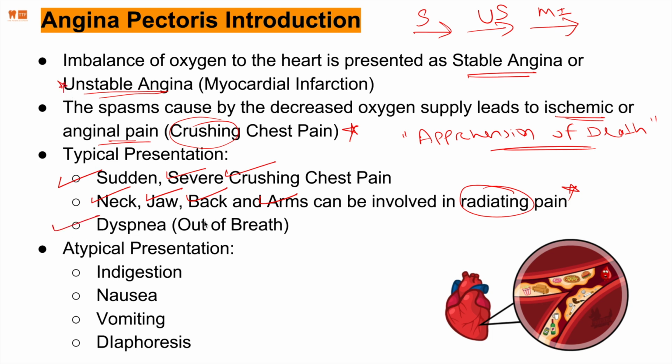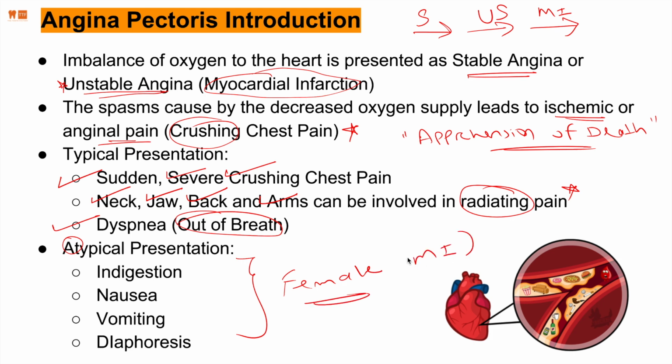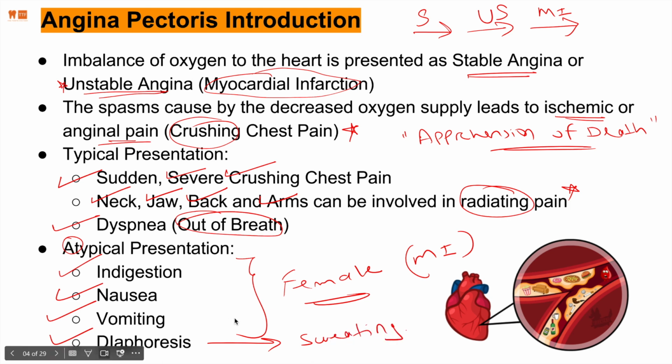And then dyspnea. Now, dyspnea is out of breath. When you run out of breath because your chest is so tight and it's crushing you with pain, then we're looking at even a further category, which is myocardial infarction. And then there are certain atypical presentations. By the way, fun fact, this is more prone with our female patients. When they get MI or angina, they also suffer indigestion, nausea, vomiting, and diaphoresis. Diaphoresis is basically sweating. It's women that generally get the atypical presentation. Men tend to have more cases of the typical presentation.